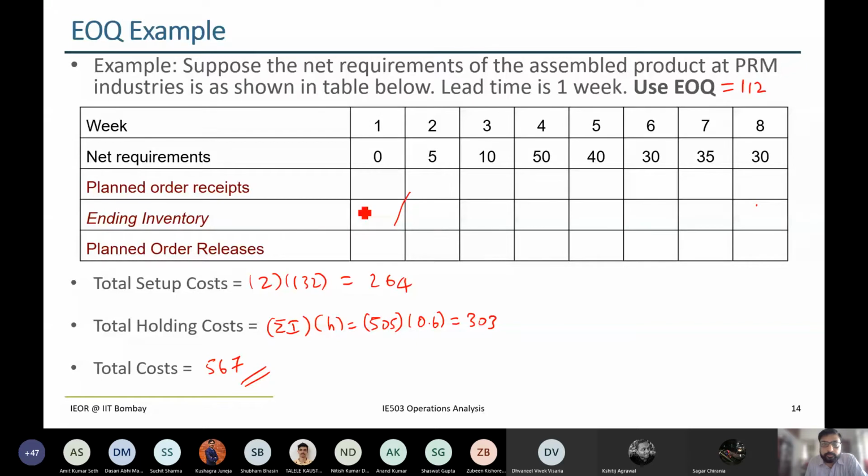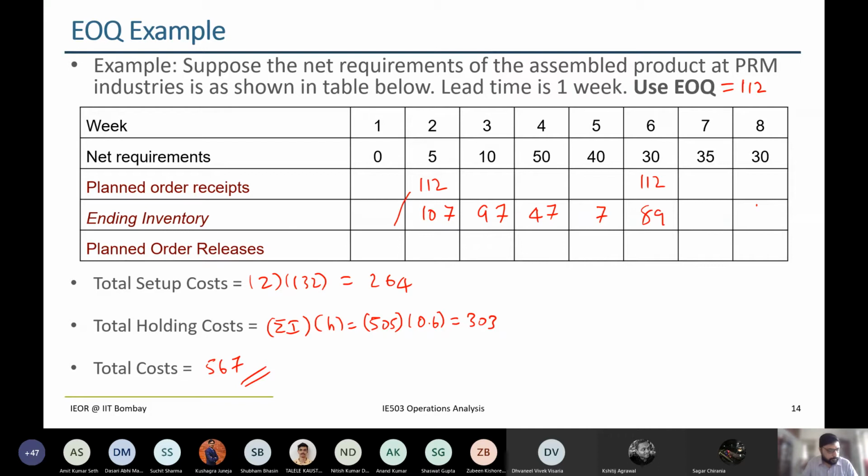So 112. So 112, then I get 107, 97, 47, 7, then again you get 112 here. That makes it 119, 30, just in case. Let's not make any further mistakes.